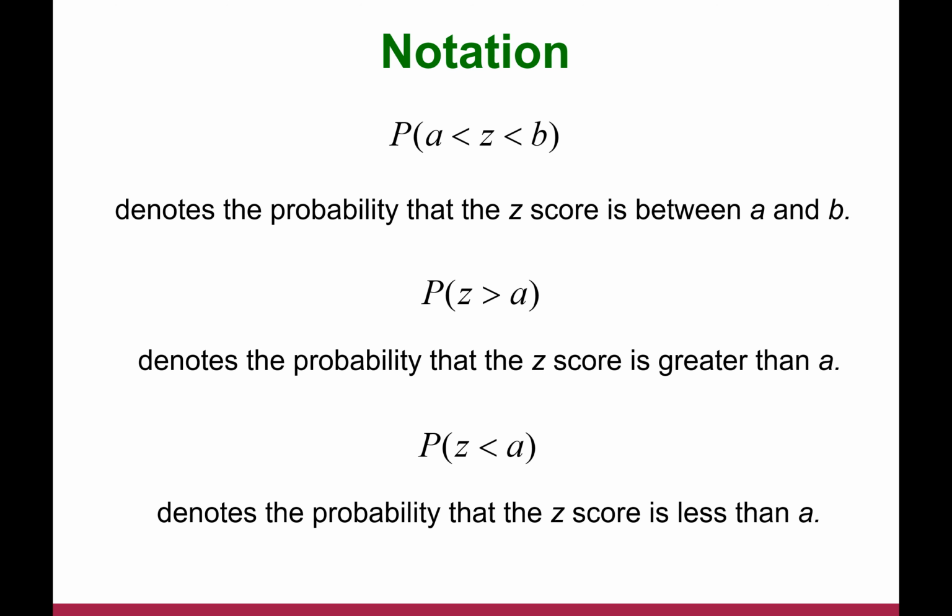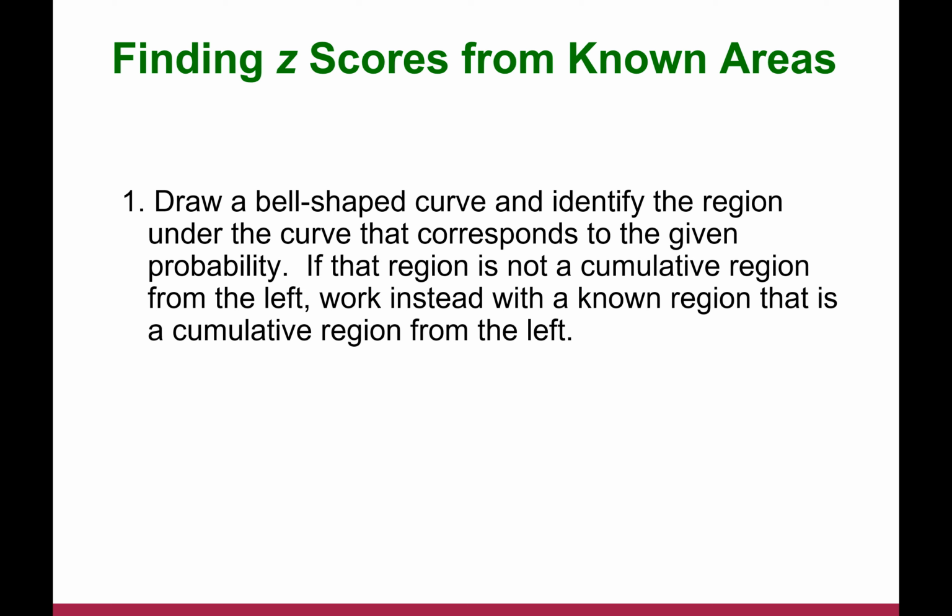This denotes the probability of z-score greater than A, less than B. It denotes the probability that the z-score is between A and B. So that's the area in between. Z-score greater than A, we're looking for the area greater than, that's what we call the area to the right. And then z-score less than A denotes the probability that the z-score is less than A. So we will look for the area to the left.